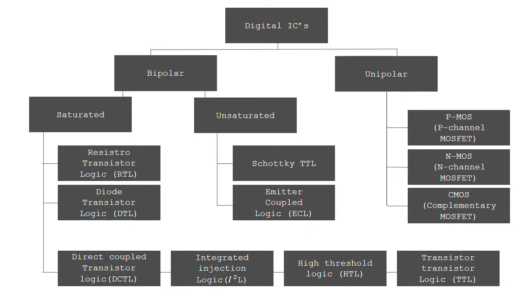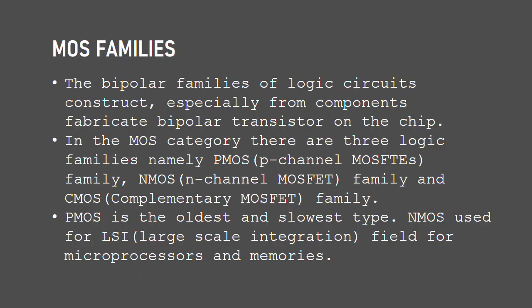DTL uses diodes and transistors. TTL uses transistors almost exclusively, and TTL has become the most popular family in SSI, which stands for small scale integration, and MSI, which stands for medium scale integration chips, while ECL is the fastest logic family, which is used for high speed applications. The second technique is MOS families.